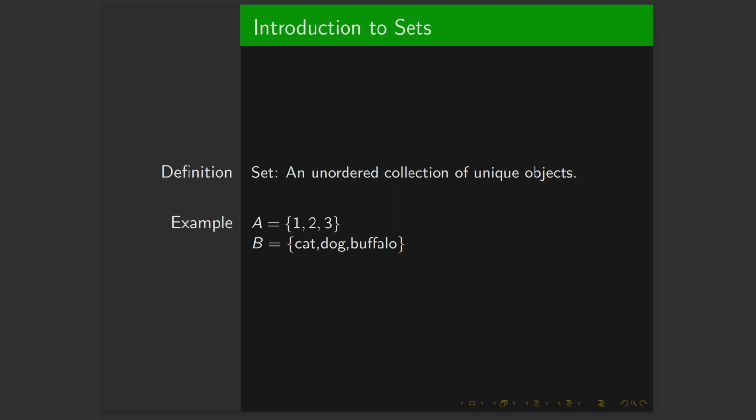And we use the word element on purpose, right? So 1 is an element of A or is in A, but 4 is not an element of A. It's an unordered collection of unique objects. It doesn't necessarily have to be numbers, right? So for example, B is equal to cat, dog, buffalo is also a set. And the elements in B are cat and dog and buffalo.